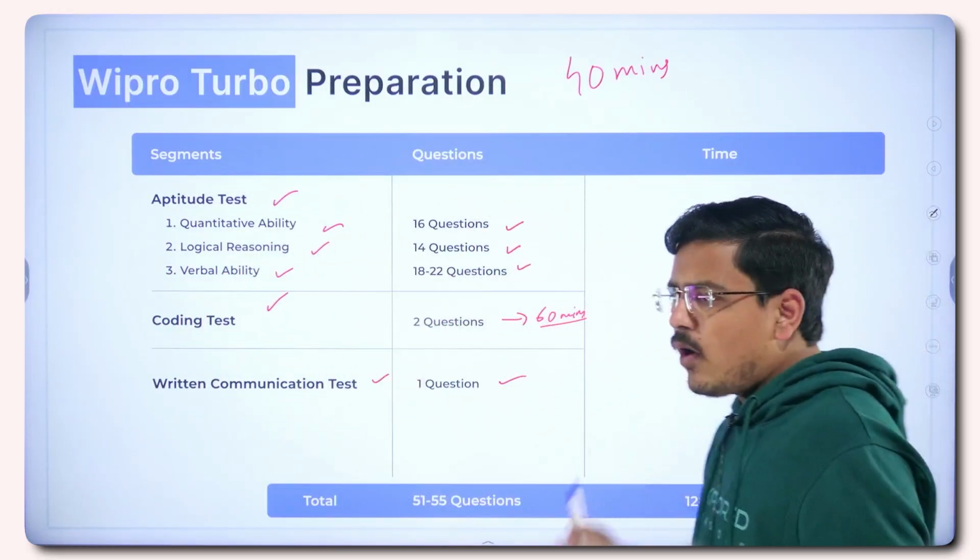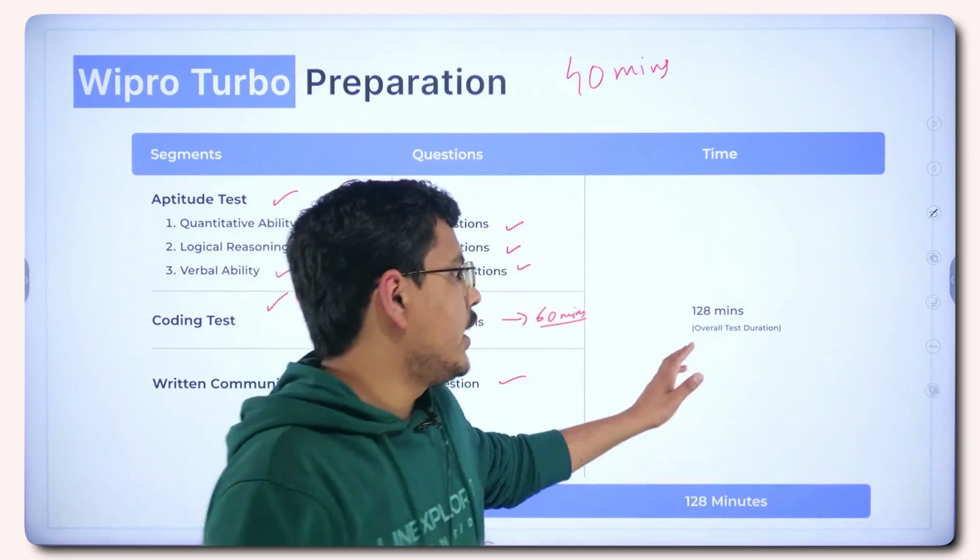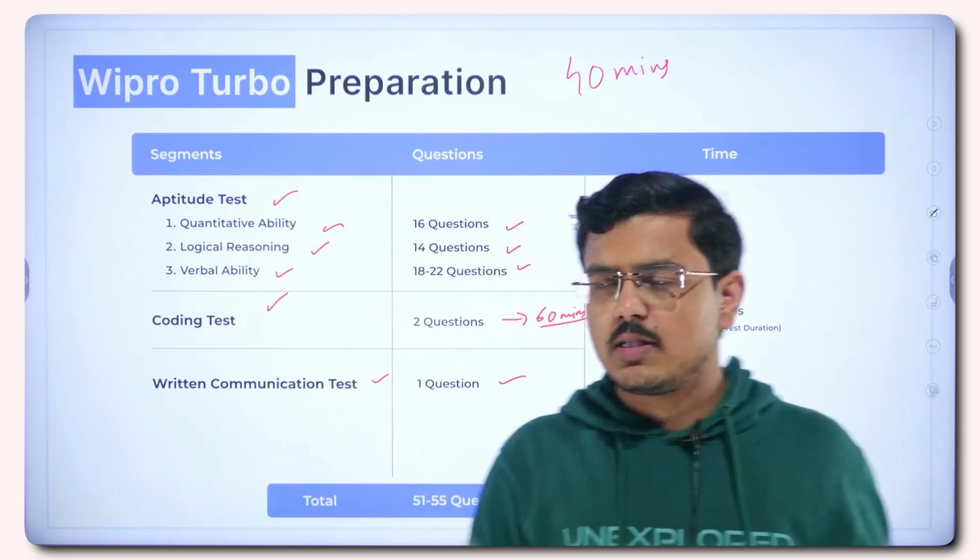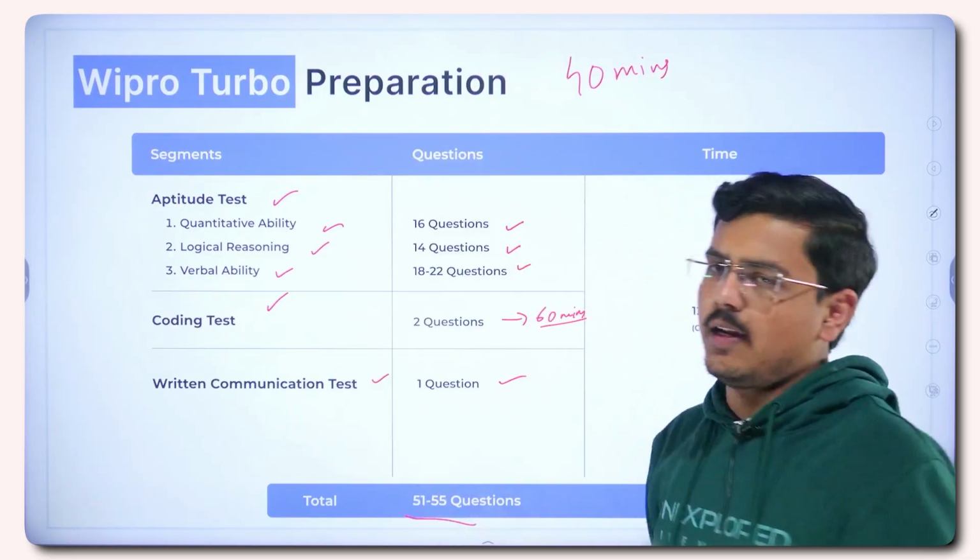The overall duration is approximately around 128 minutes, and the total number of questions that you generally have is 51 to 55 total questions.